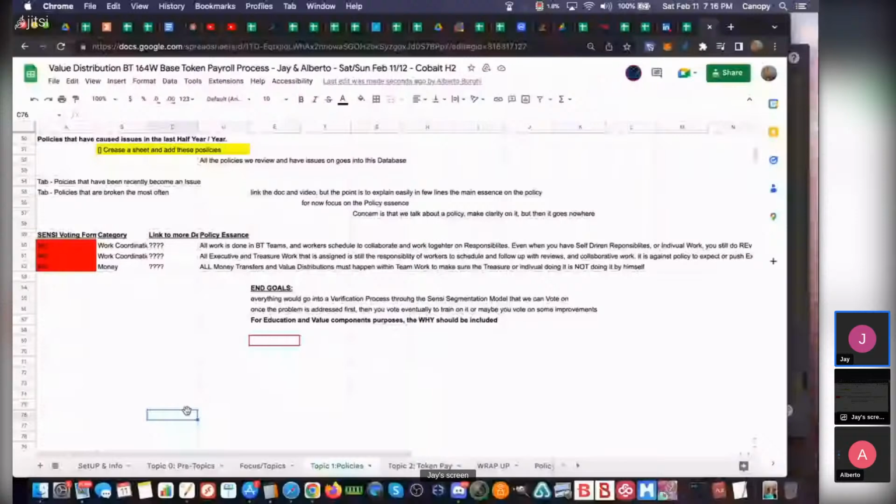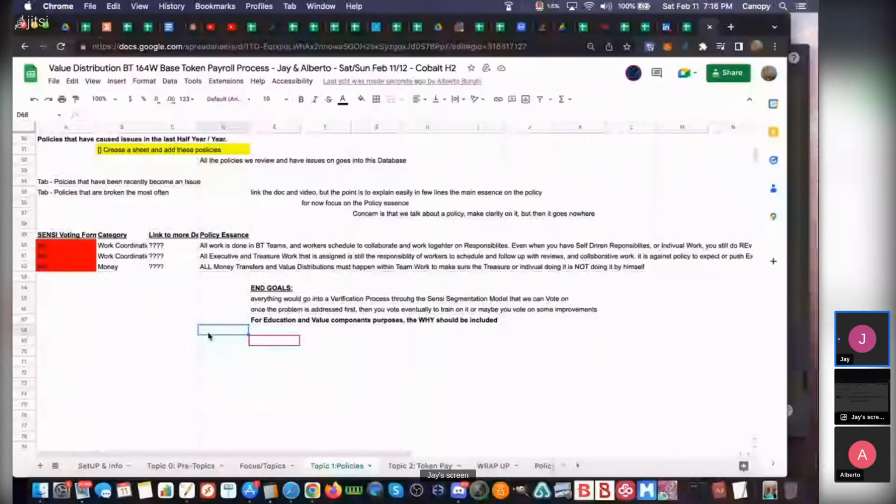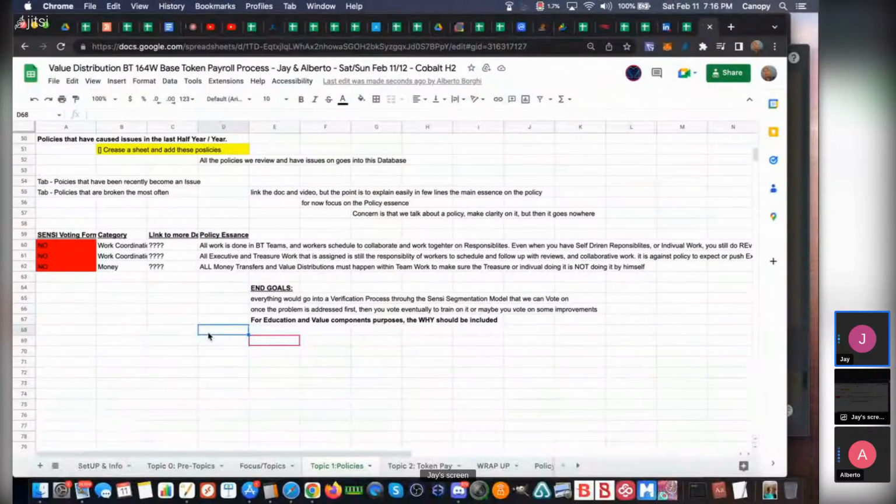Yeah, Jay, I think it's super important to include the why. Yes, makes sense. The why will be included in the Sensei voting form and in the links to more details. The question is, do we want to include it on the policy essence database? Maybe it's just too much. It's not necessarily essential information to have. It's already a lot trying to document each policy, let alone to also document why we have each policy. So I'm fine including the why somewhere else. I just wanted to mention it.